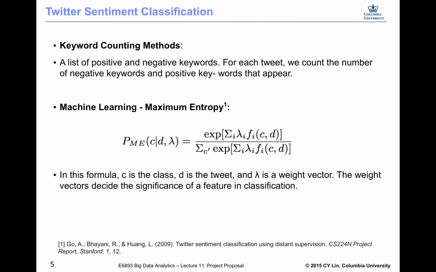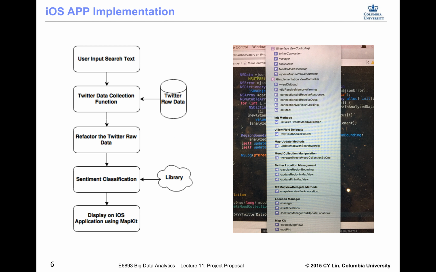For the classification, first we can just use the keyword counting method. For each tweet, we find positive or negative words like happy or sad and count them with a score. But actually, I'm using a better machine learning method called the maximum entropy classification method. The formula is shown in the slide. In this formula, C is the class, D is a tweet, and lambda is a weight vector. The weight vector decides the significance of a feature in classification.